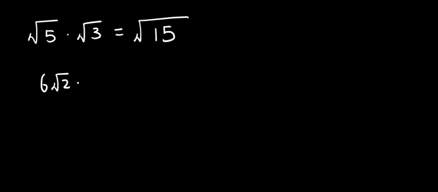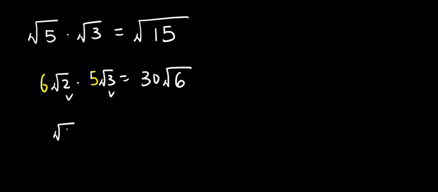Let's say we have square root of 5 times square root of 3. You know what's happening? We have 3 times 5, square root of 15. How about we have 6 square root of 2 times 5 square root of 3? You're going to take care of this 6 and 5 first. 6 times 5 is 30. And the square root of 2 times 3 is 6.